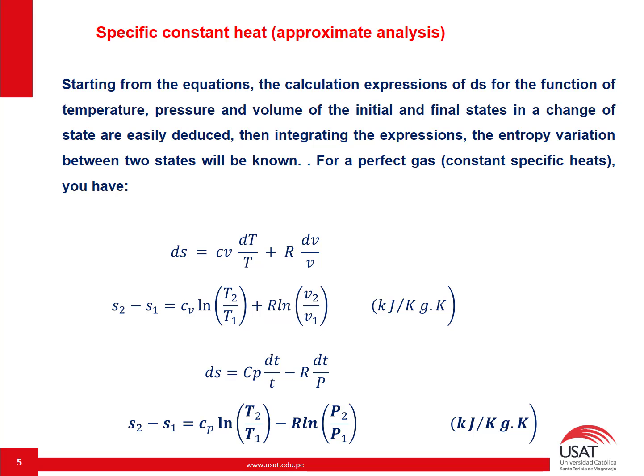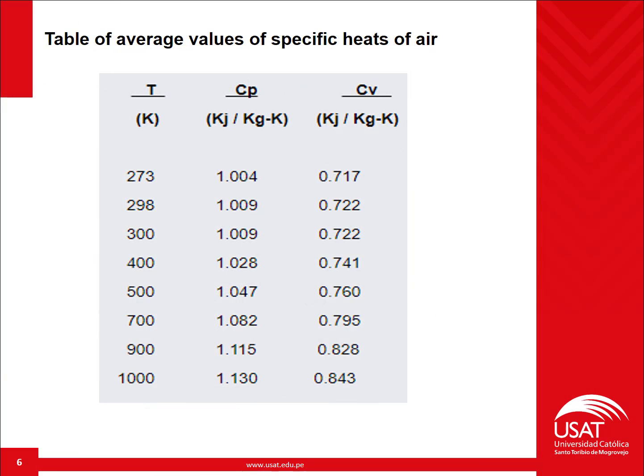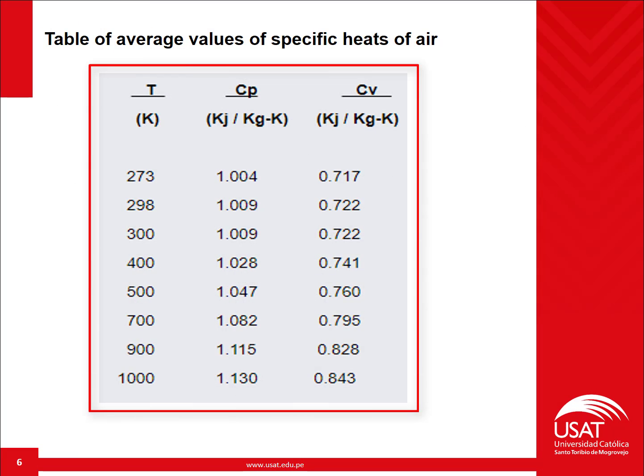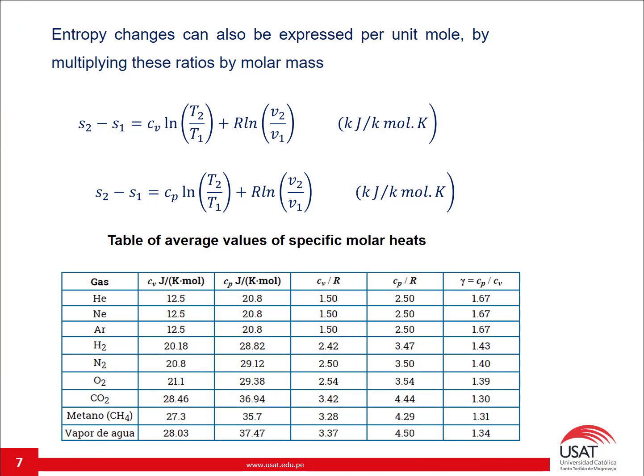Since P and T are the easiest variables to know in the industry for a fluid, there is a table of average values of specific heats of air. This is a table of cp and cv of the air from which average values for the temperature are obtained. Entropy changes can also be expressed per unit mole, by multiplying these ratios by molar mass. The specific heat has units of J/kg·K.